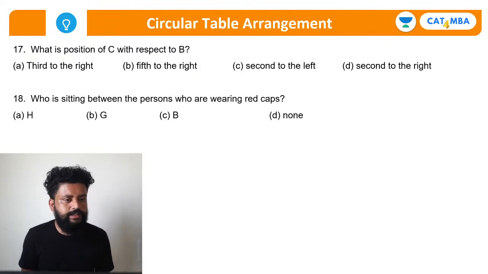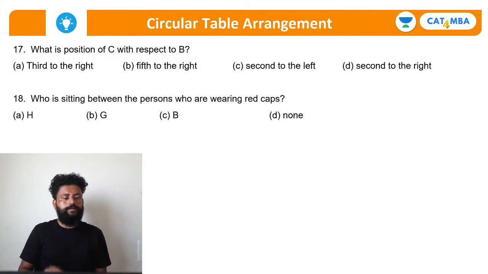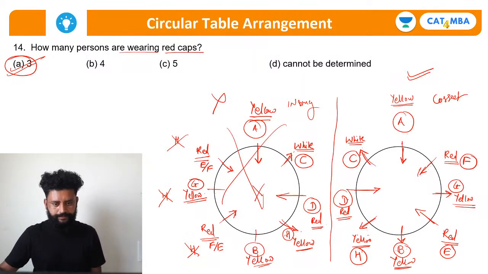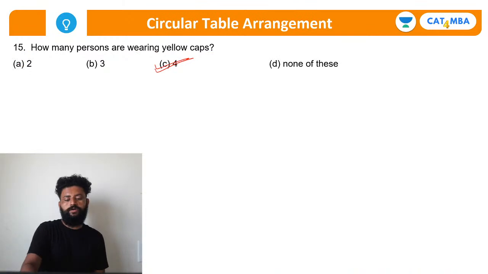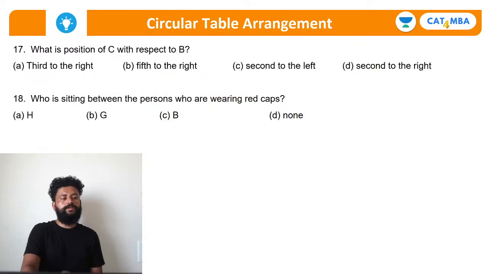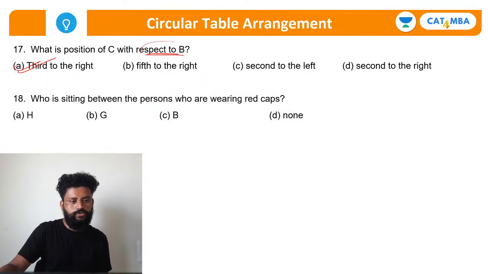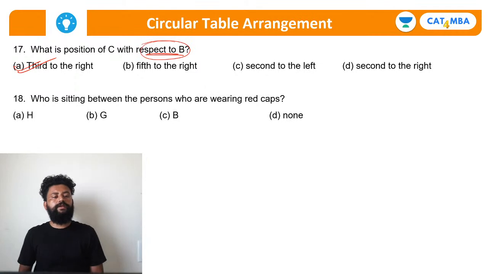What is the position of C with respect to B? Position of C with respect to B is third right. So B is facing opposite side, means away from the center. So right will be on this side. One, this will be the left one. Okay, 1, 2, 3. Third to the right of B. C is third to the right in respect to B, and B was facing outside. So hopefully you understood this part.